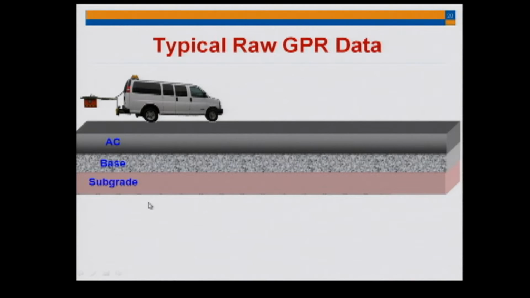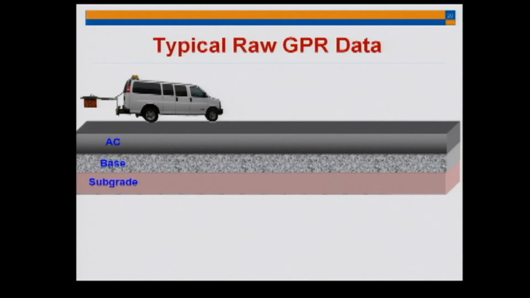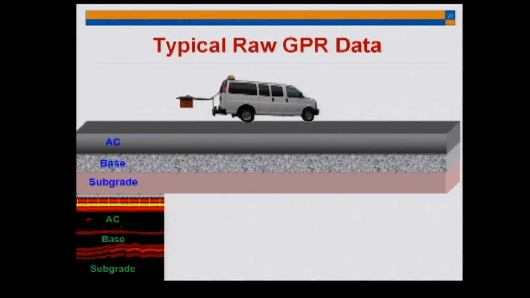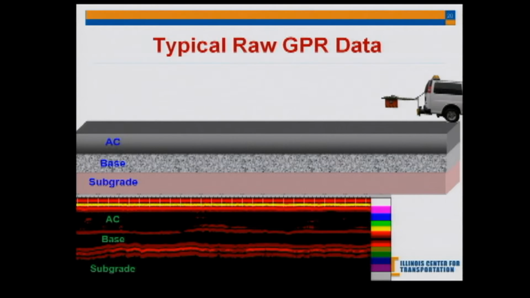So if I take the pulse that I just collected from this one and stack them next to each other, this is one pulse. If I drive my van and I take a pulse every 1 inch or 6 inches or 1 foot, whatever you want, and take these pulses and stack them together, you will see something like this. So all I'm doing here is stacking all my pulses together.